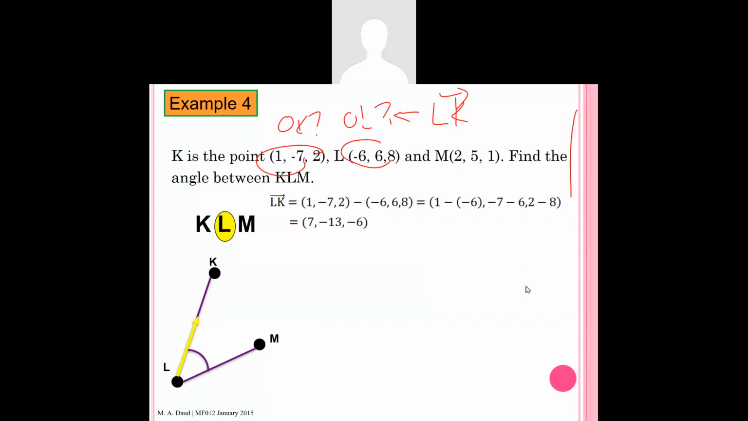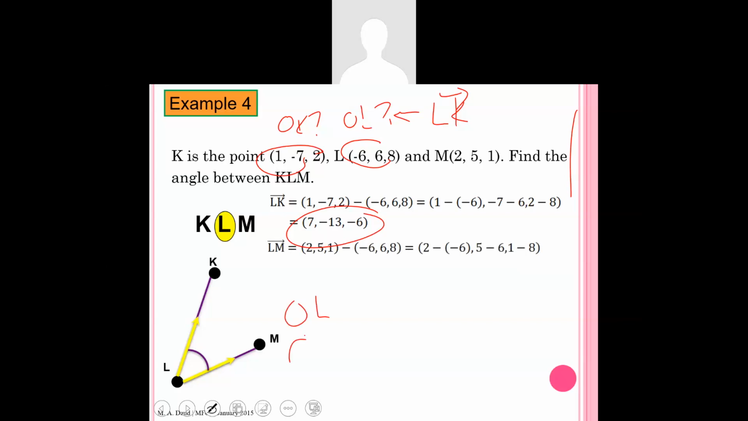Okay, so once we've gotten the vector of LK, now we have to look for the vector of LM. Same as before, we can look for OL, we can look for OM. So LM would be L to O, then O to M. Okay, so it's the same thing here. So we can get the vector of LM.